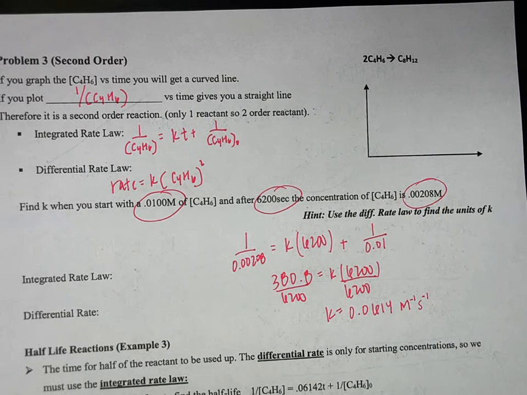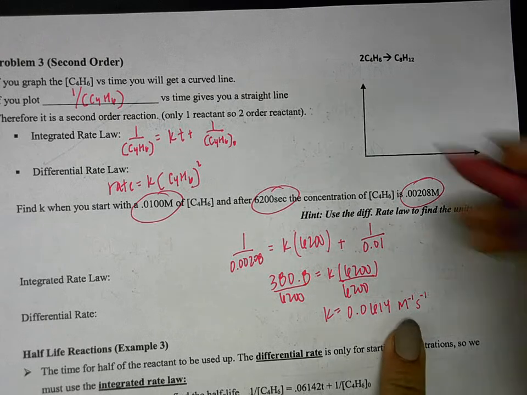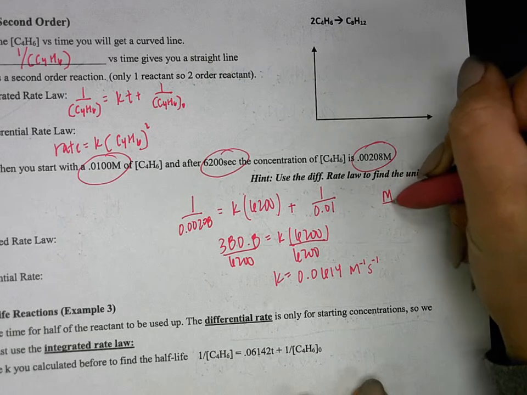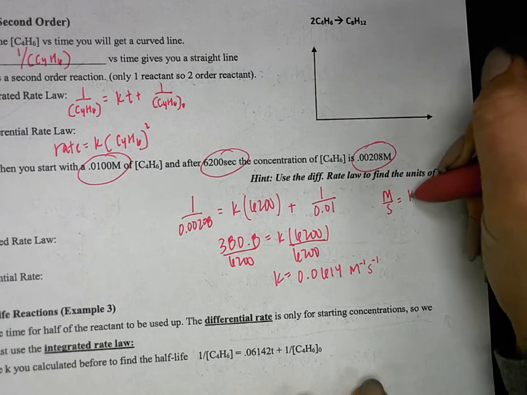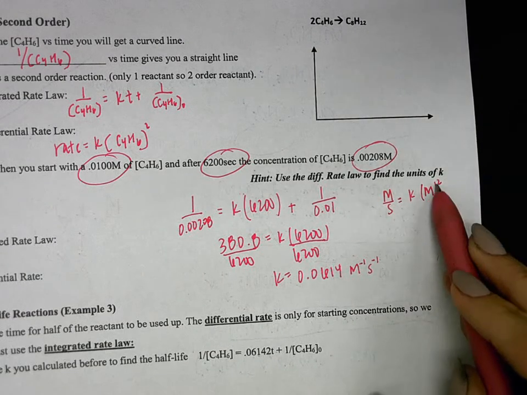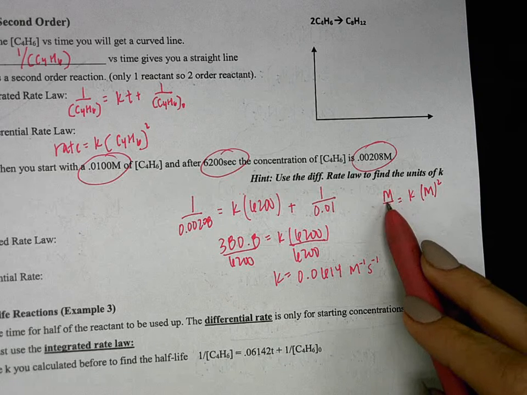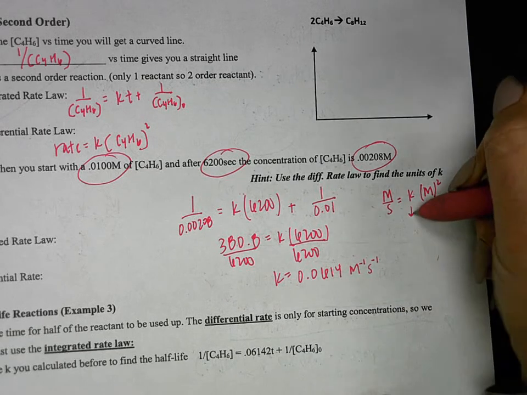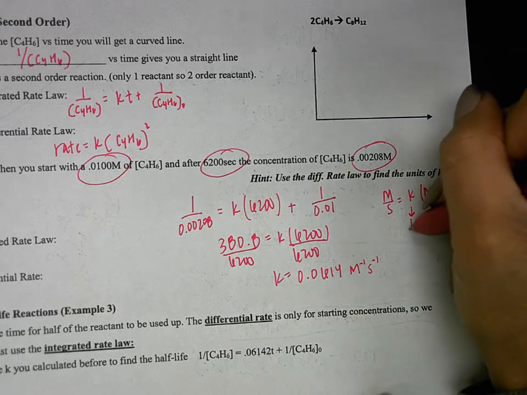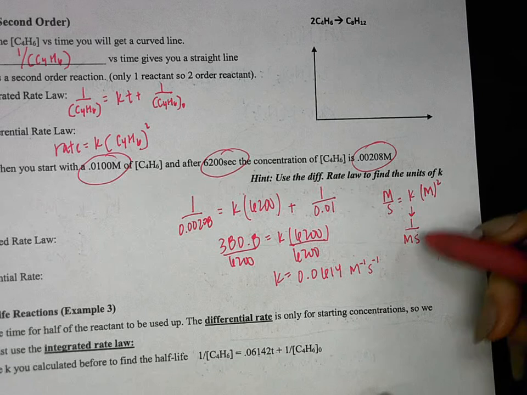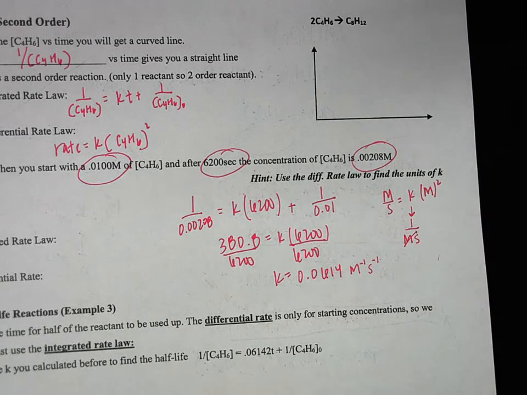Okay, and again, where would I get those units? Remember, rate is molarity over seconds equals my K, and this is a second order reaction, so I have molarity squared. So molarity squared times what is still going to give me molarity over seconds? Well, you'd have to have 1 over molarity times seconds. Then one of the molarities would go away and you'd be left with molarity over seconds. Okay, so there's our K.